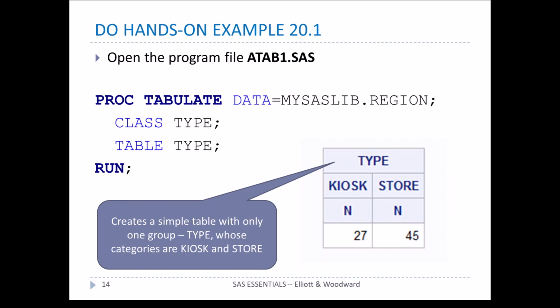So let's use that data set now to create our first table. So we say PROC TABULATE DATA=mysaslive.region, and here we have CLASS type and TABLE type. So it's a very simple tabulation, and it creates this little table that we see here, where the table is type, and then type is broken down into two items, kiosk and store, and then N says that it's showing us the count. So there's 27 kiosks and 45 stores within this data set.